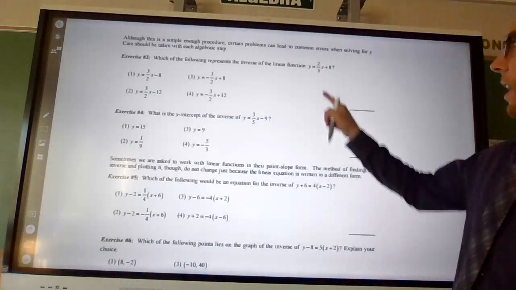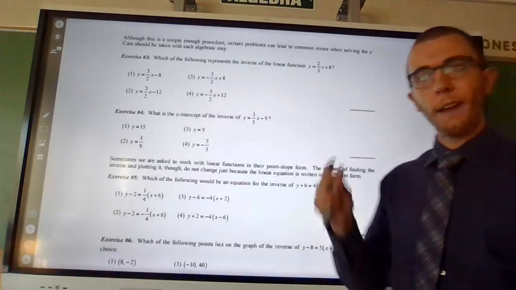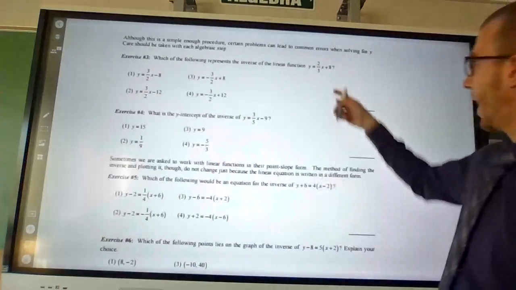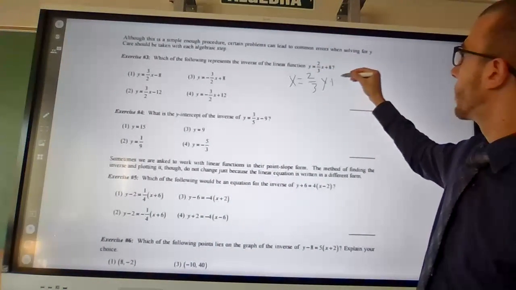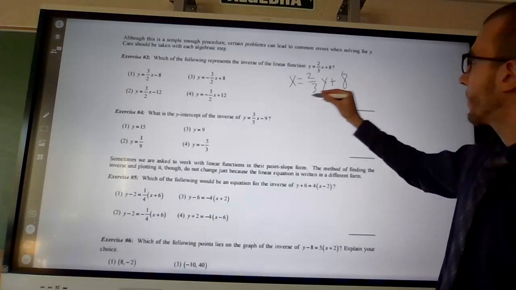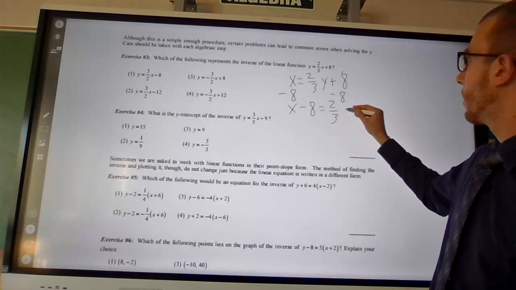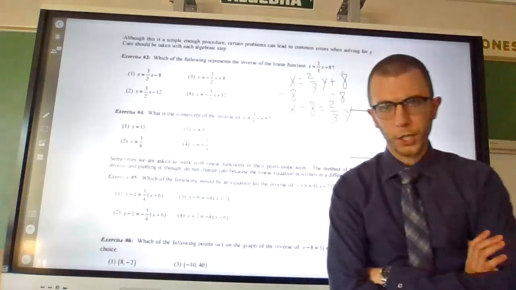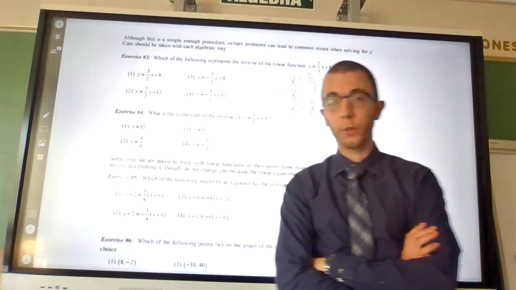So, which of the following represents the inverse of the linear function y equals 2/3 x plus 8? Okay, first things first, if we're trying to find the inverse, you want to think switcheroo. Let's switch those x and y's. I have x equals 2/3 y plus 8. Okay, my first step would be to subtract 8. I have x minus 8 equals 2/3 y. All right, now we're dealing with a fraction coefficient, huh? 2/3 y. Not just 2y, not just 3y, but 2/3 y.